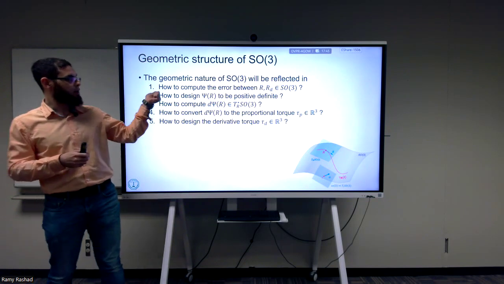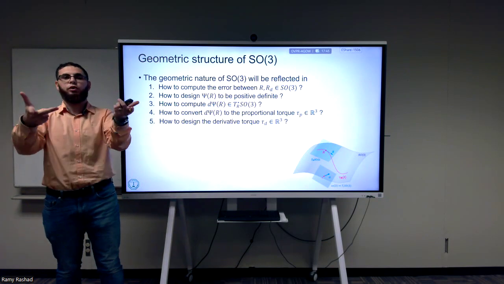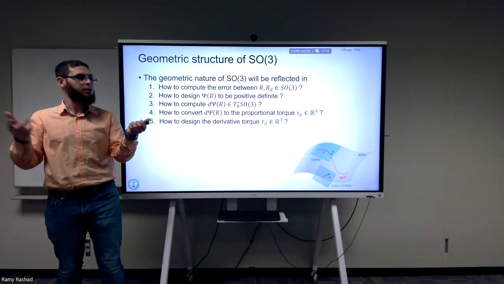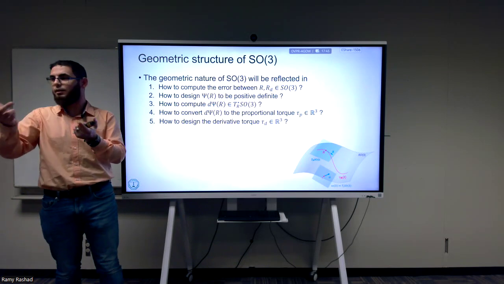The first one is, what is the error? If I have an actual orientation and a desired orientation, can I just say R minus R desired? No. So how can we design the error? That's the first thing. Just a measure of the difference between both.